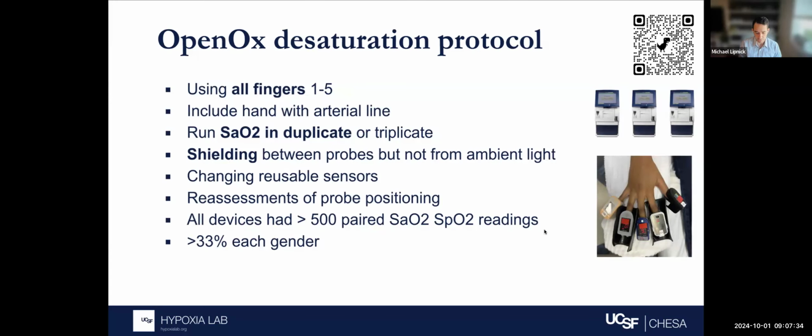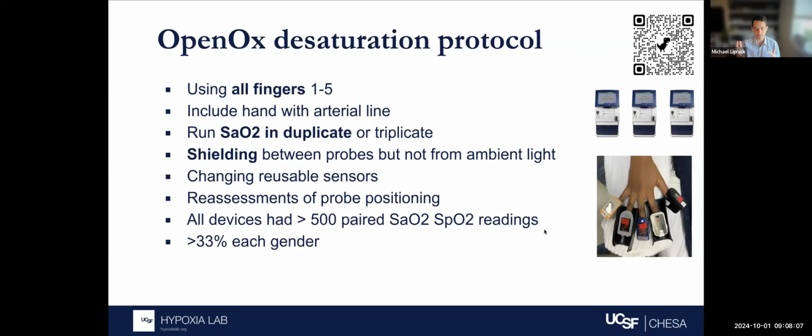Again, please feel free to add questions into the chat as you have them, and we'll try and chip away at them. Other changes in our protocol, we were using all 5 fingers. So in other studies, commonly we would, depending on the manufacturer's preference, if we were doing a sponsored study, we might avoid the first digit, thumb, or the 5th digit, the pinky. For OpenOx, we were testing all fingers. We also included testing in the hand on the same side as the arterial line.